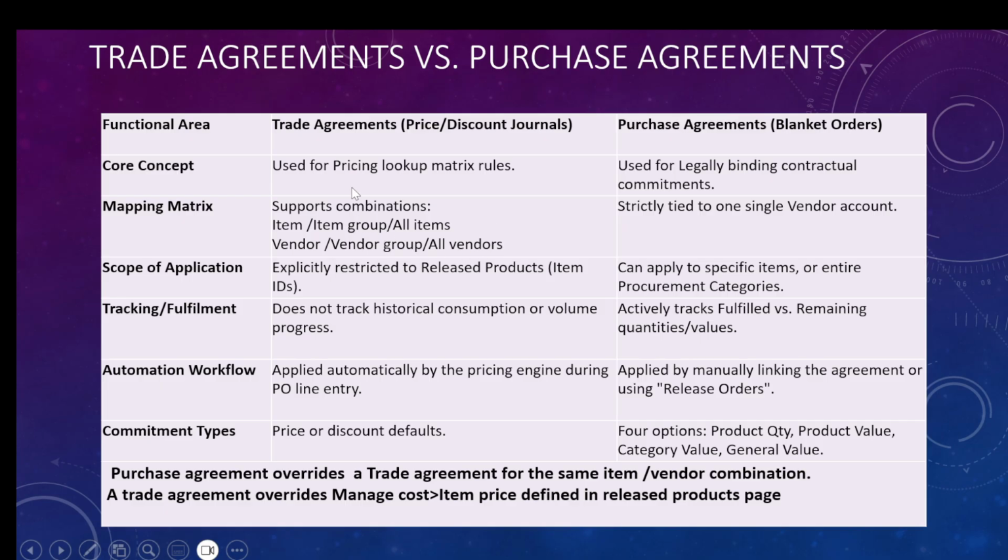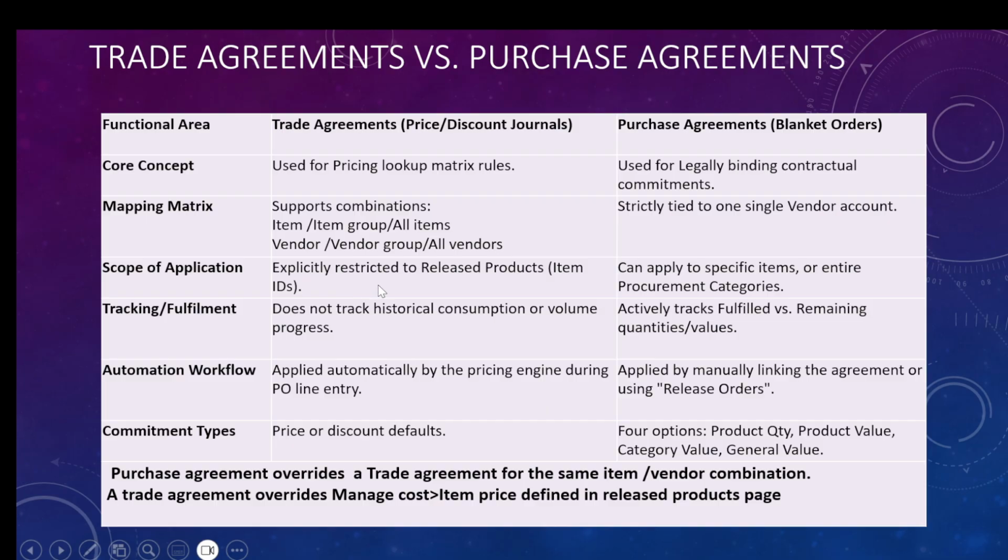Now, the next concept is at what level we can raise a trade agreement. A trade agreement can be raised for a single item in our released product page, and we can also configure it for a group of items, or for all items. Similarly, we can configure it for a vendor group, or all vendors. Whereas purchase agreements are strictly tied to one single vendor account.